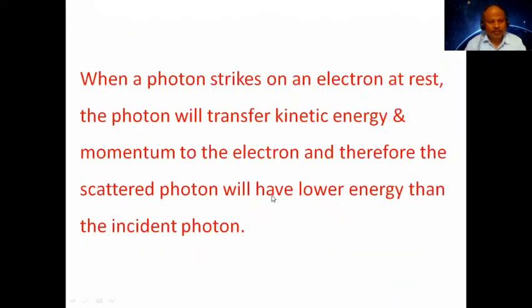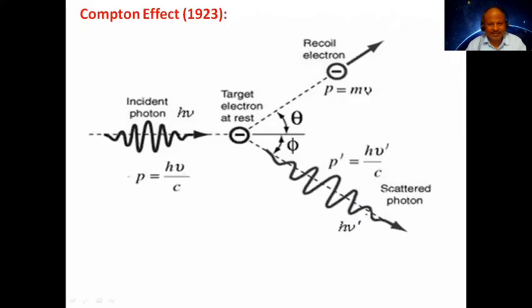ठीक है. So when a photon strikes on an electron at rest, the photon will transfer its kinetic energy and momentum to the electron, and therefore the scattered photon will have lower energy than incident photon. See this diagram. In this diagram, electron is at rest position. Electron ये rest position में है, जिसको अपन कहते हैं target electron at rest. And what happens? This is nothing but the photon. ये incident photon है. तो ये photon क्या होता है?